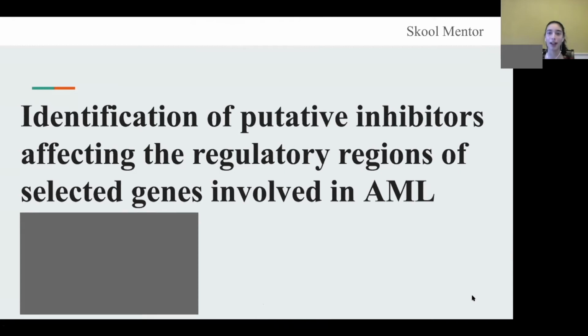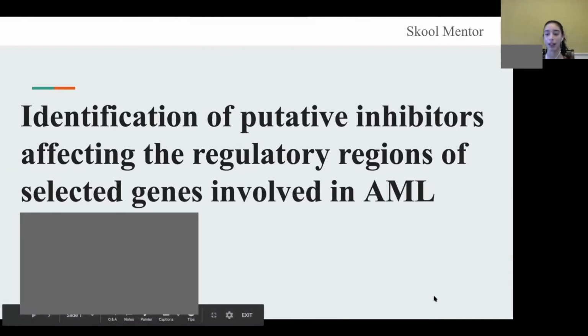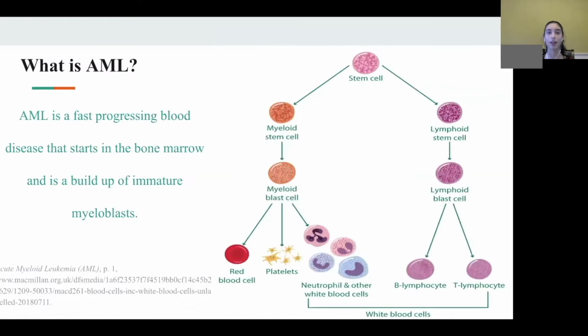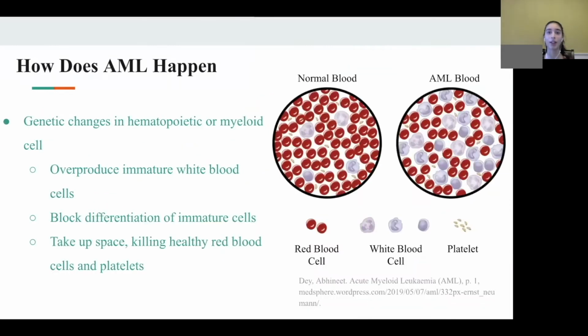Sophomore. And through the SkoolMentor program, I learned about the identification of putative inhibitors affecting the regulatory regions of selected genes involved in AML. So, what is AML? AML, or acute myeloid leukemia, is a fast progressing disease where myeloid cells rapidly grow, interfering with the production of normal white blood cells, red blood cells, and platelets. The main cause of AML is a genetic change in the DNA sequence of hematopoietic stem cells or myeloid cells.